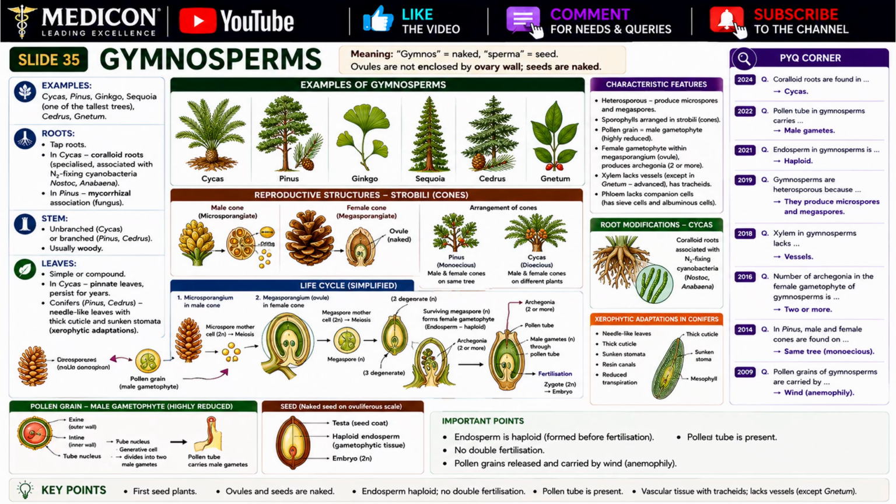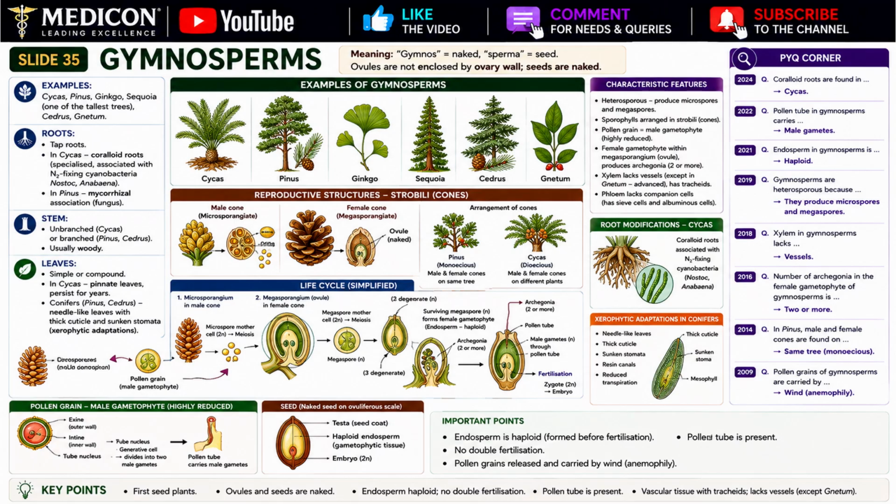Pollen grain is a male gametophyte which is highly reduced. The female gametophyte within the megasporangium, the ovule, produces archegonia, two or more. Xylem lacks vessels except in Gnetum. It is advanced and has tracheids. Phloem lacks companion cells, and has sieve cells and albuminous cells.